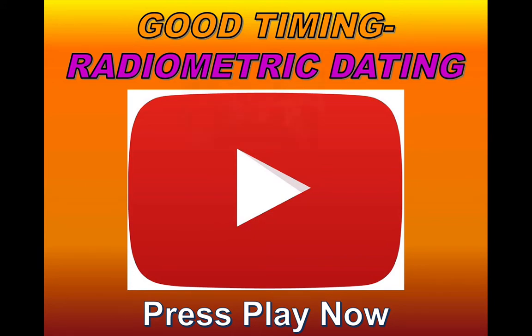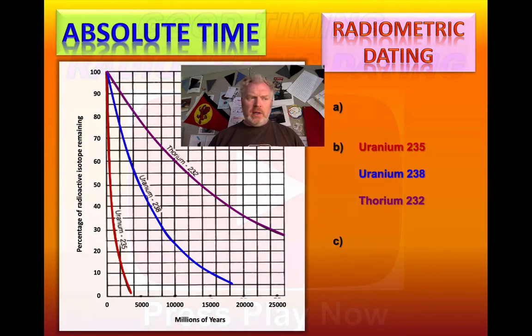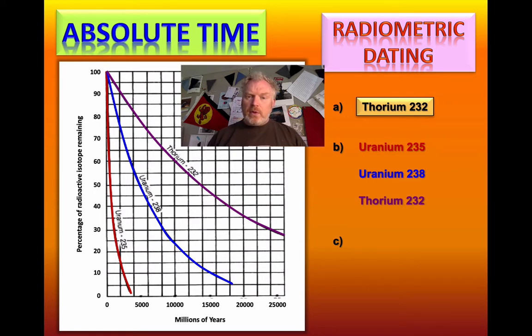Okay, let's see what you've come up with. So with this graph, the first question you asked was, which element has the longest half-life? And it's thorium. If we follow that line across at 50%, we can see that thorium has a half-life of about 14,000 million years. I then asked you to work out how many half-lives each element has been through. So uranium-235 there has been through 5 half-lives.